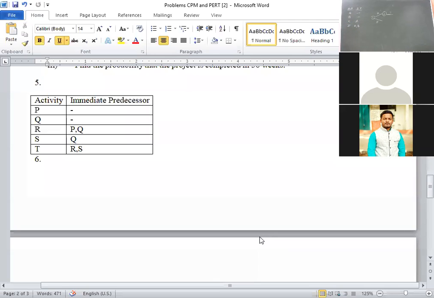Right now, how to draw? A and B is completed. I cannot draw this, correct? 1 to 2 as well as B also 1 to 2. I cannot draw this like this. Then A and B is completed. That means initially the activity A is completed. Then here A and B is completed. Then only B. This way we have to draw this. Then we will represent the arrows.